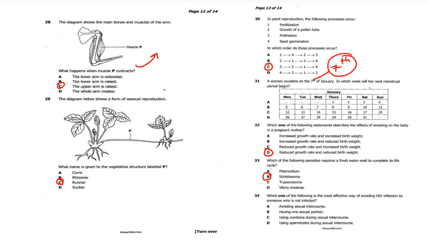34. Which one of the following is the most effective way of avoiding HIV infection by someone who is not infected? Avoid sexual intercourse. Having one sexual partner. Use a condom during sexual intercourse. Use spermicide. It might not necessarily be avoiding sexual intercourse, but consistent use of a condom can prevent that.